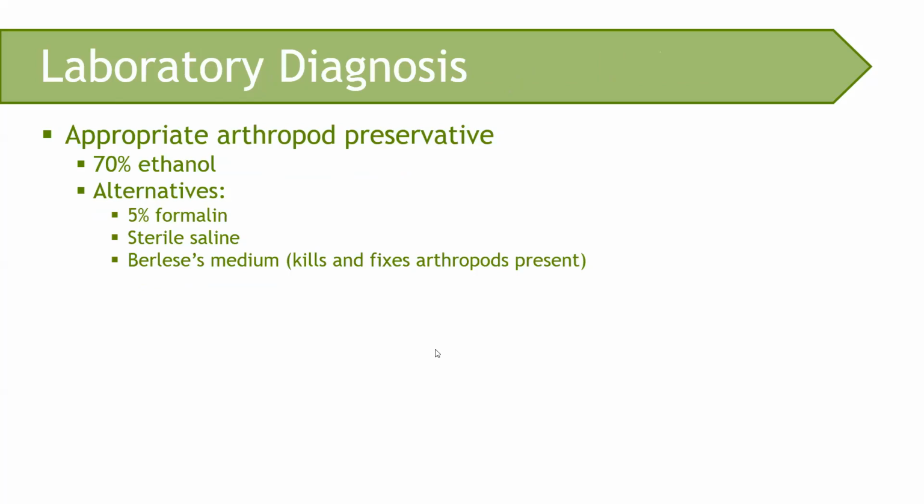Now, how are we going to preserve arthropods? We can use 70% ethanol. Your alcohol at home can be a preservative for arthropods. Alternative preservatives for arthropods include 5% formalin, sterile saline, and Berlese medium.